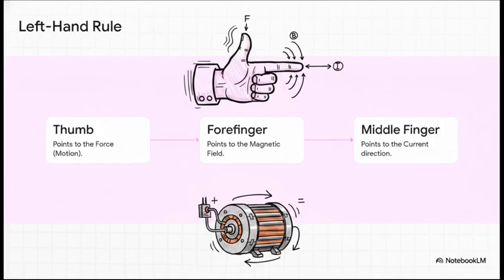Your forefinger points to the magnetic field, your middle finger points to the current, your thumb then reveals the direction of the force or motion. Master this little trick and you've literally unlocked the secret to how electric motors spin.